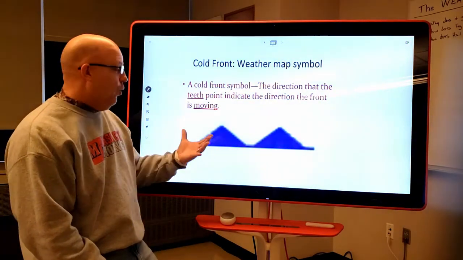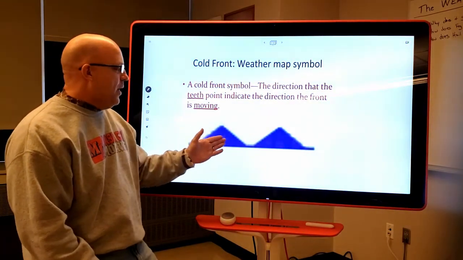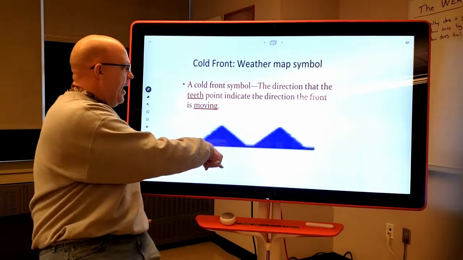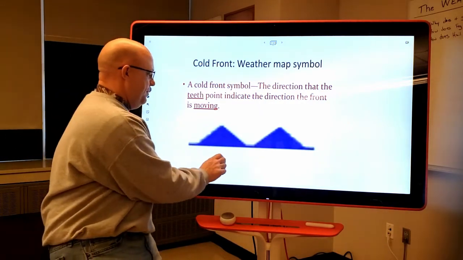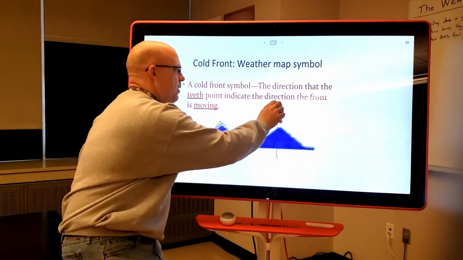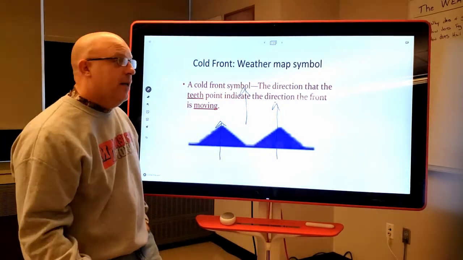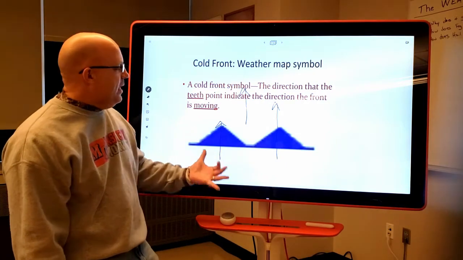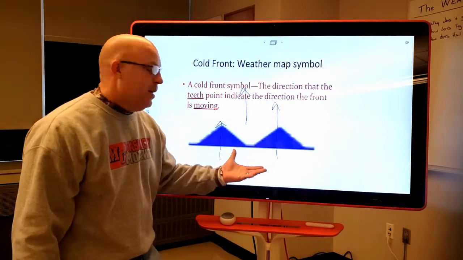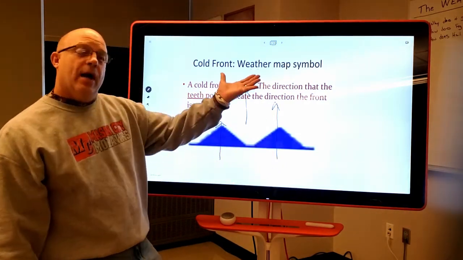The symbol for a cold front: on the map, you're going to see a blue line with triangles on it. And these points indicate which way the air is moving. So when you look at it on a map, if we were to use this as our map, the cold air is moving up right now.